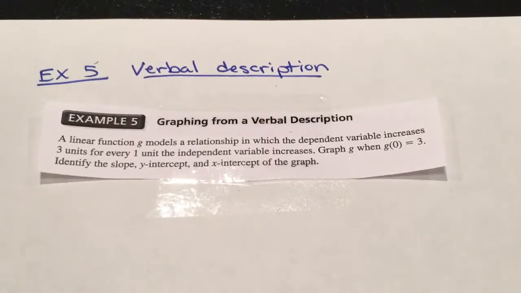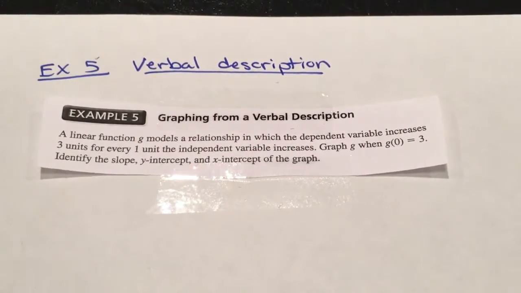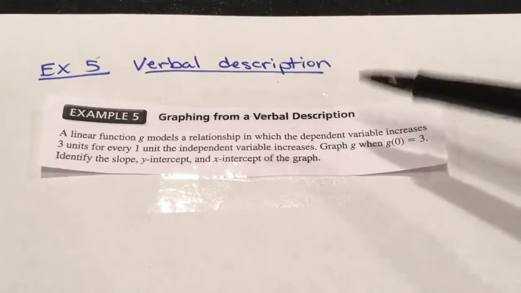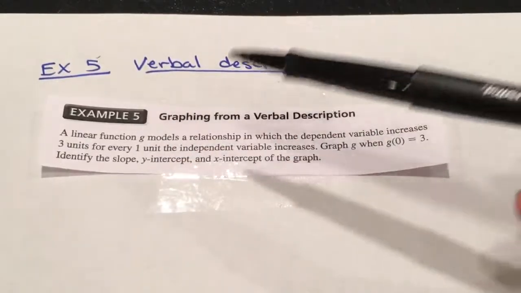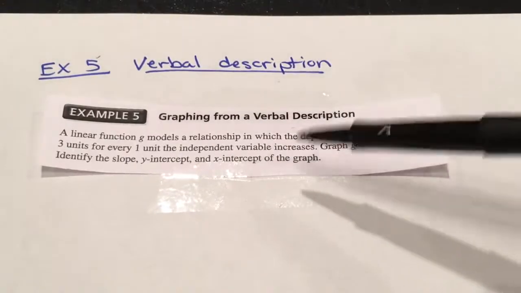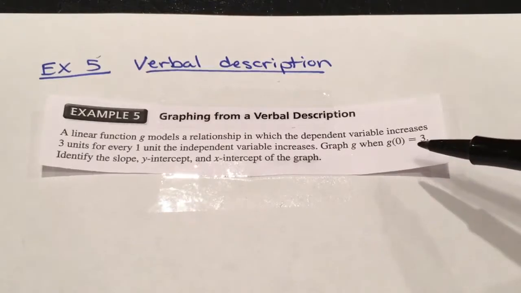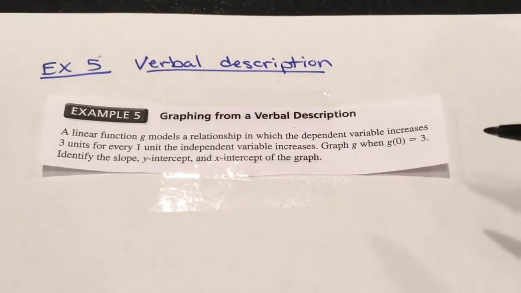Okay, so here we are for example 5, and this is talking about graphing from a verbal description. So suppose you get a problem where it's listing it in words. Basically, a linear function g models a relationship where the dependent variable increases 3 units for every 1 unit the independent variable increases. Graph this function when g of 0 is equal to 3.